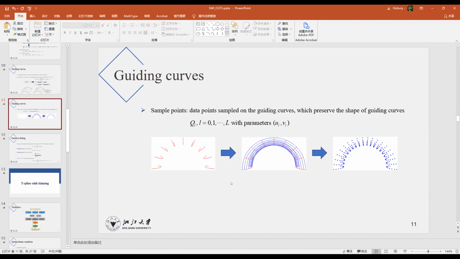Okay, thank you. And do these input curves need to be uniformly distributed? Yeah. Okay.